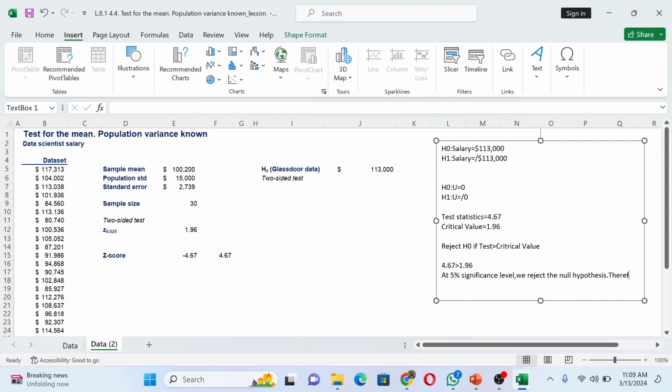Therefore, we conclude that the average salary of a data scientist, according to Glassdoor data, is not equal to 113 USD.